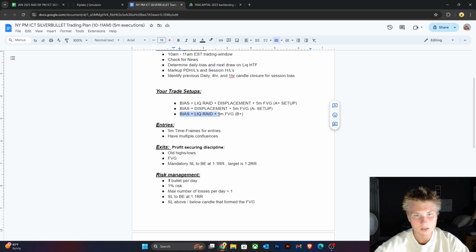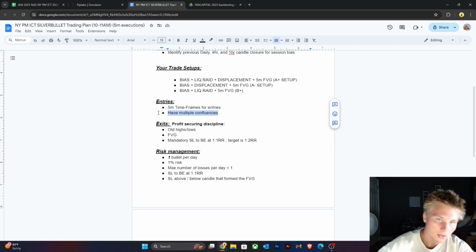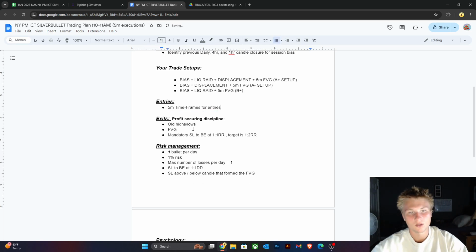I mean, honestly, this is pretty valid too. But yeah, these are all solid setups. So I'm going to be on the 5-minute time frame for my entries. I've got to have multiple confluences, which I have here. But yeah, exits at old highs and lows, exits at fair value gaps.